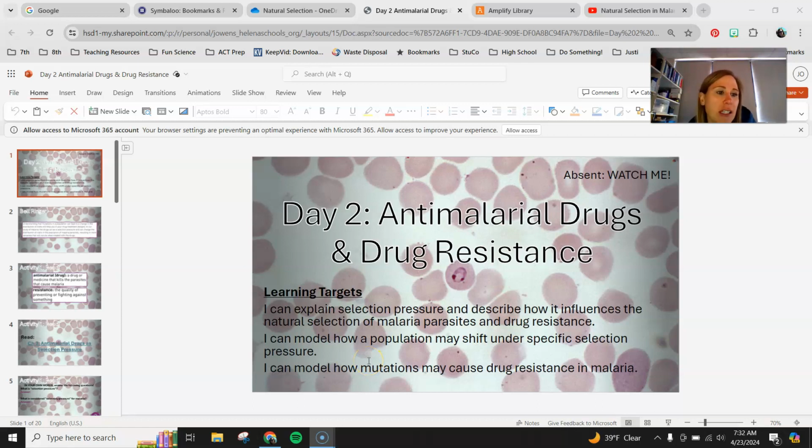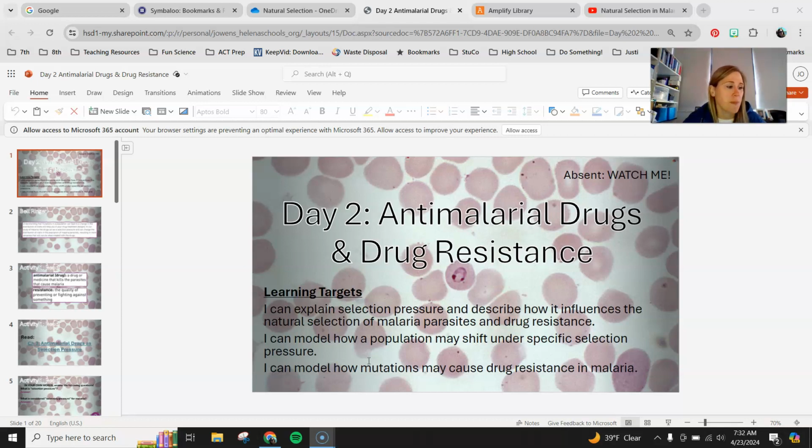Hey, seventh graders. Today you are going to be doing day 2, antimalarial drugs and drug resistance. Your learning targets for today: I can explain selection pressure. You are going to learn this new vocab word. It's really not something that's unfamiliar to you, we're just putting a name to it now. And describe how it influences the natural selection of malaria parasites and drug resistance.